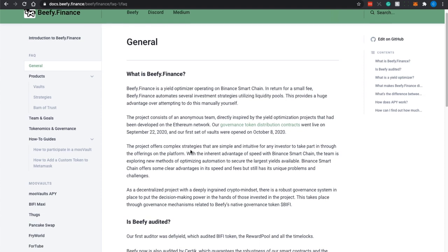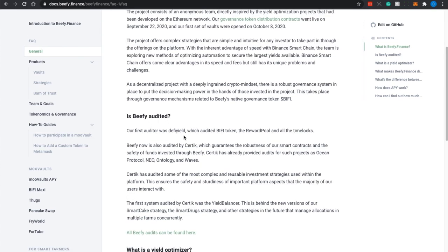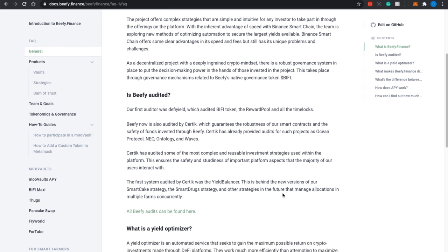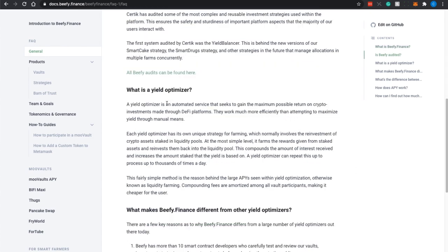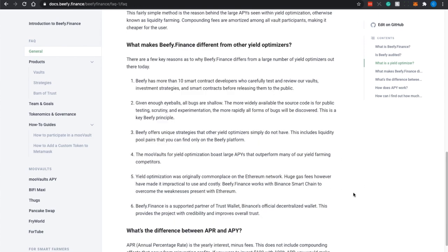It states here that it offers complex strategies that are simple and intuitive for any investor to take part in through the offerings on their platform. And to mention here, Binance Smart Chain offers clear advantages in speed and fees. Beefy is audited, so you can read through here. They have some of their audits here. And they explain what a yield optimizer is. A yield optimizer is an automated service that helps to gain maximum possible returns on your crypto investments through their DeFi platform. And they state reasons here why they are different from other yield optimizers. You can read through it here.